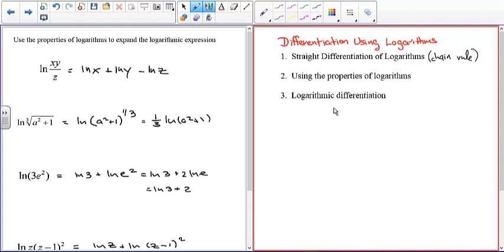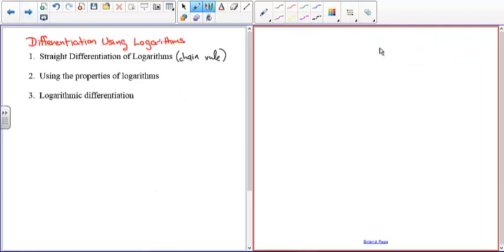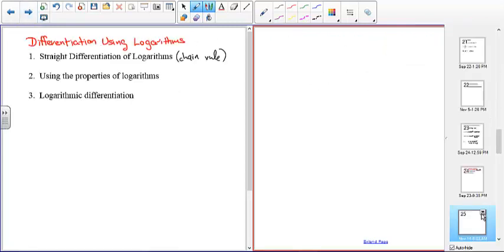So I think we're going to look at each one of these, if I remember correctly. Well, there's nothing there, so it must be on the next page.